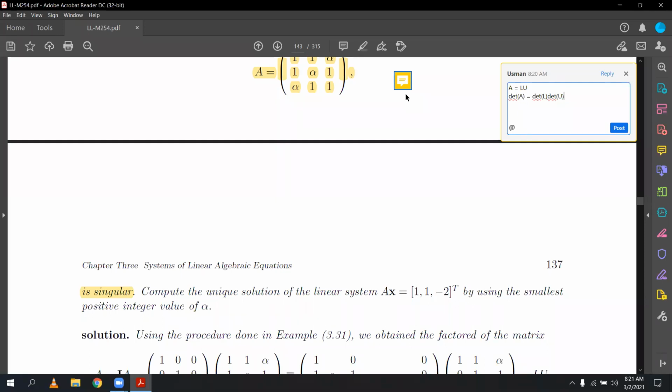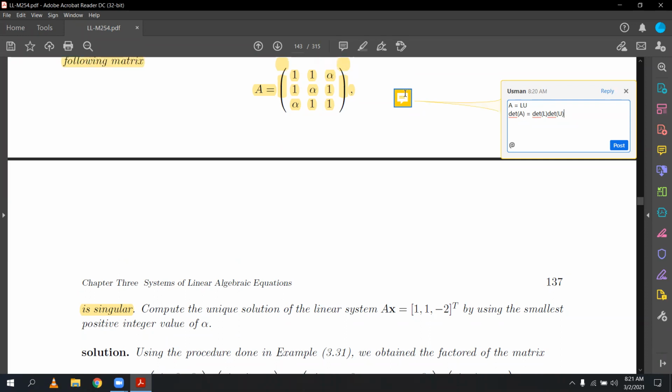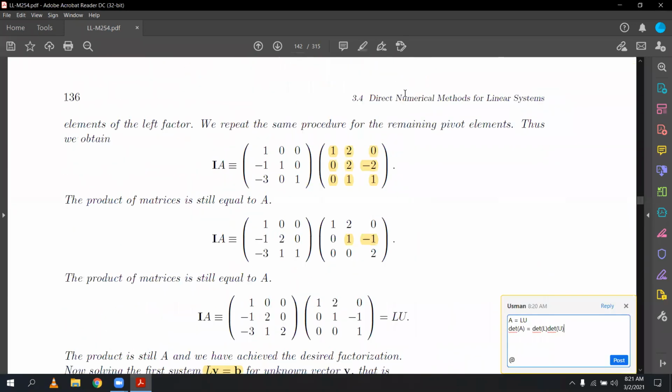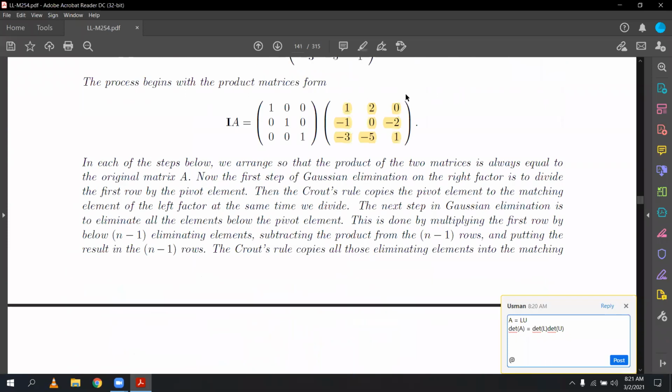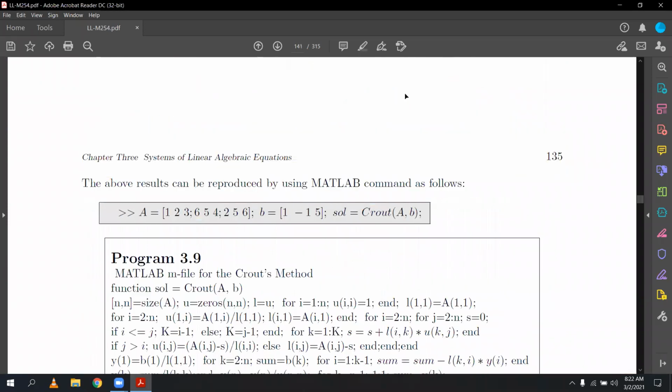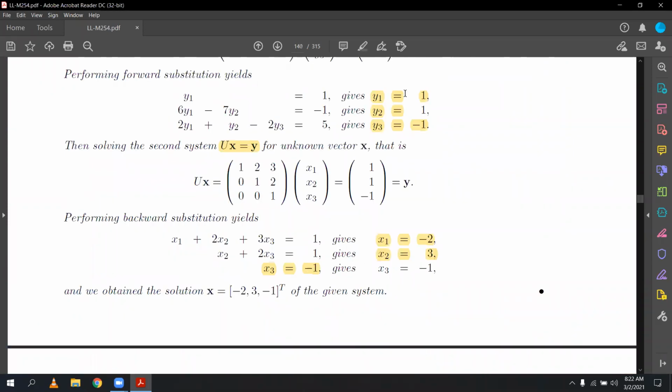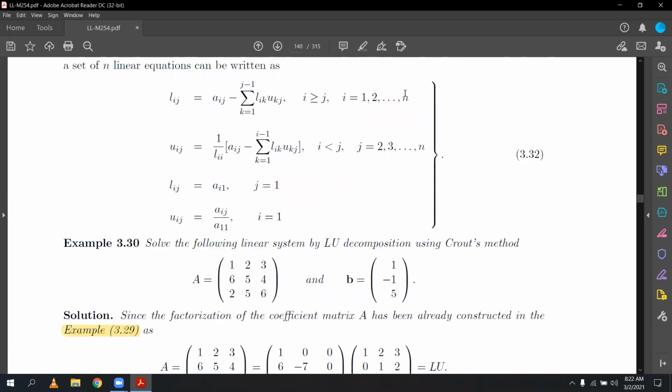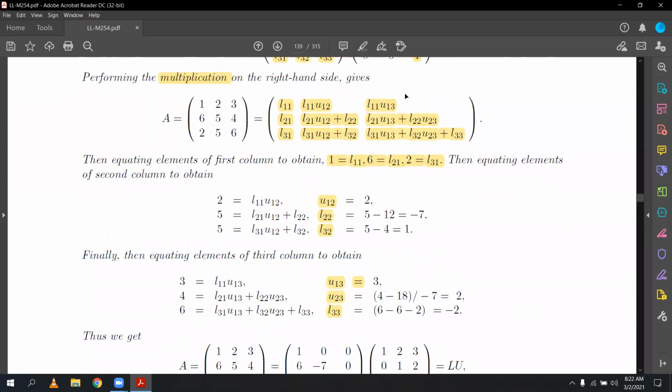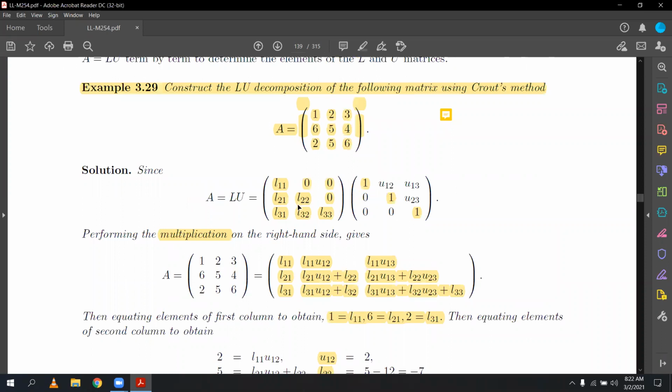What is the determinant of A in the Crout method? Like the first one, right? Yes, diagonal with ones and zeros. This is the Crout method, right? The diagonal element of U should be equal to 1. So what is the determinant of A, please? Can you tell me, any student now?